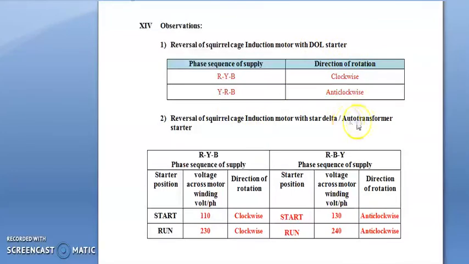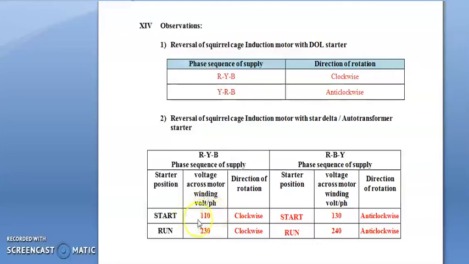Now for the auto transformer starter, we are using the reversal of the squirrel cage induction motor with the auto transformer starter. If we put the phase sequence of supply as R, Y, B, we get clockwise rotation. Then exchanging the terminals, we get anti-clockwise rotation. These are the phase voltages at starting conditions and during running condition. This voltage per phase is between one phase and the neutral: either R phase and neutral, Y phase and neutral, or B phase and neutral. This is the phase voltage.